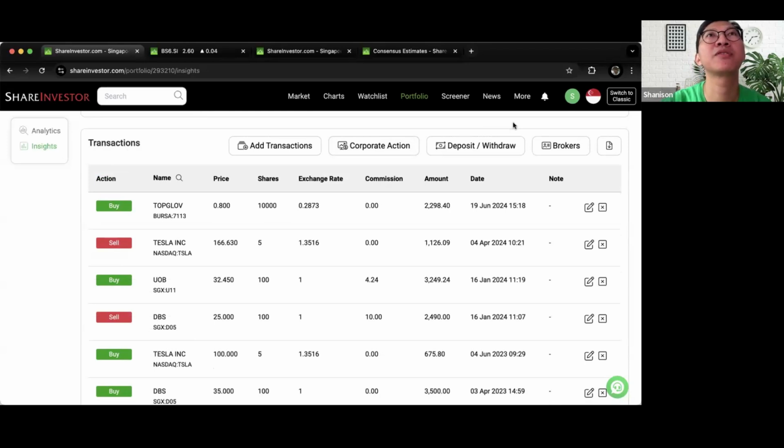Okay, let me see any questions. Can you benchmark a stock with indices? So you're talking about the performance of a stock compared with the indices.